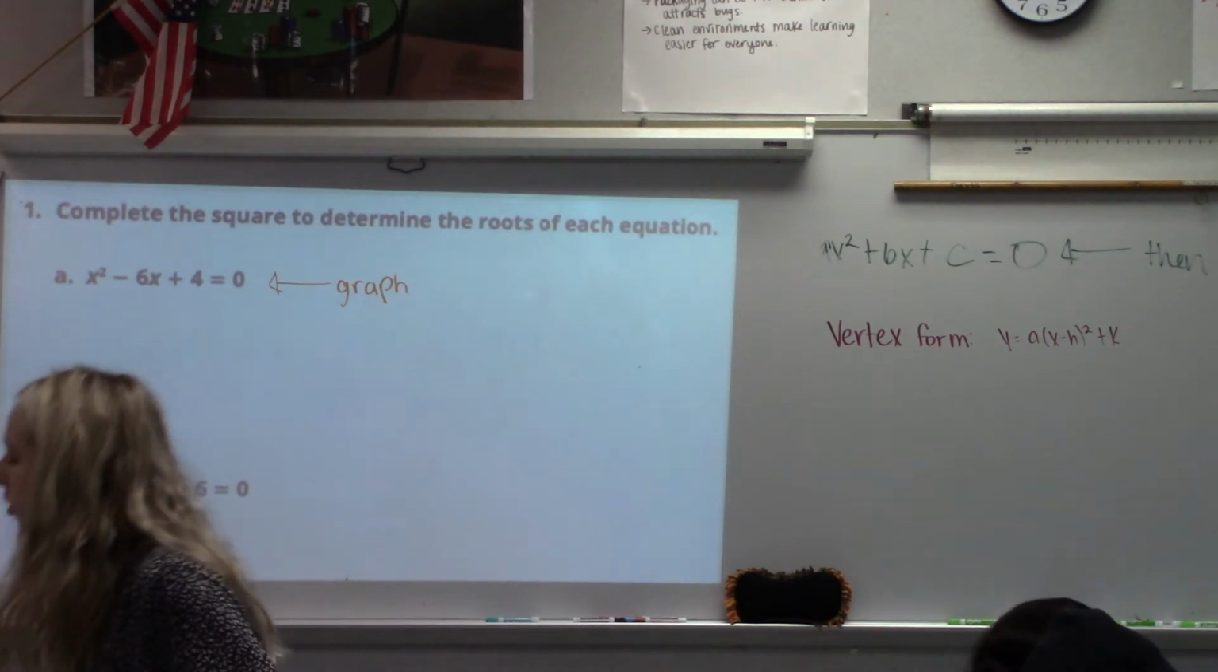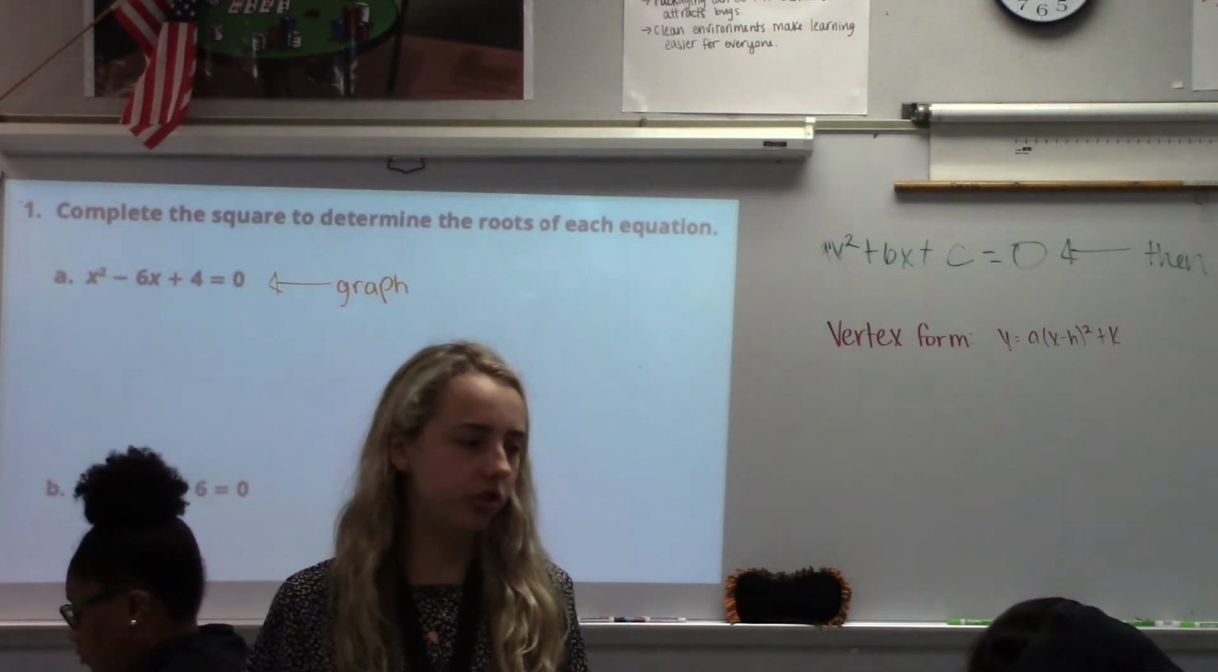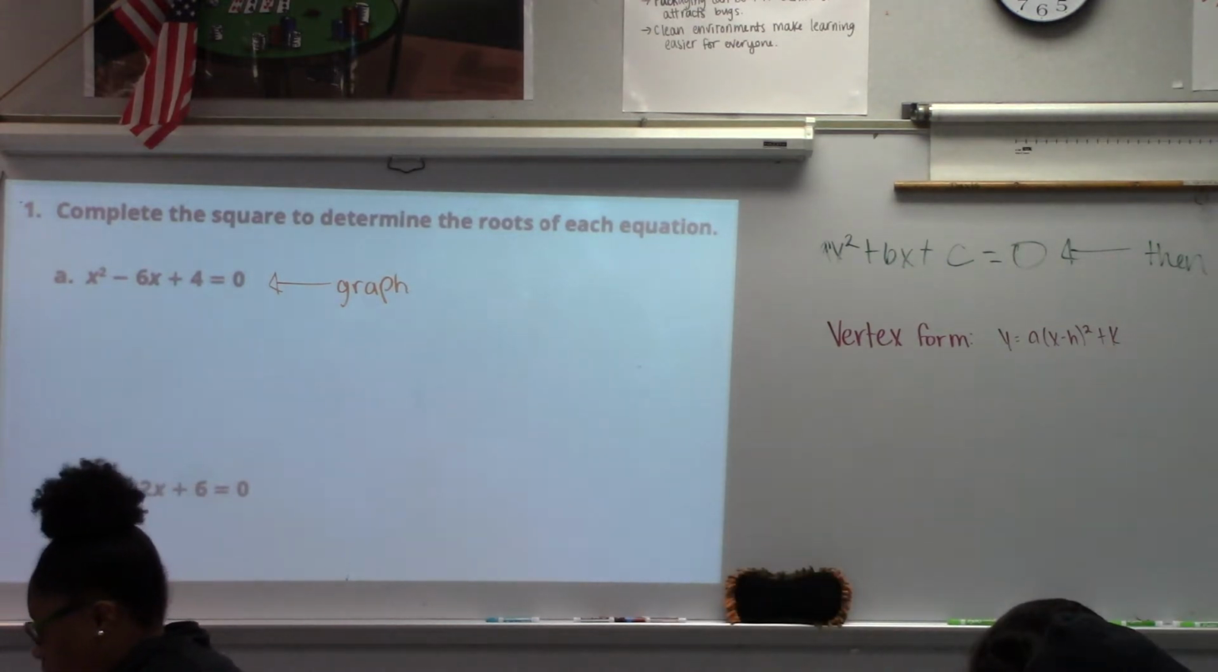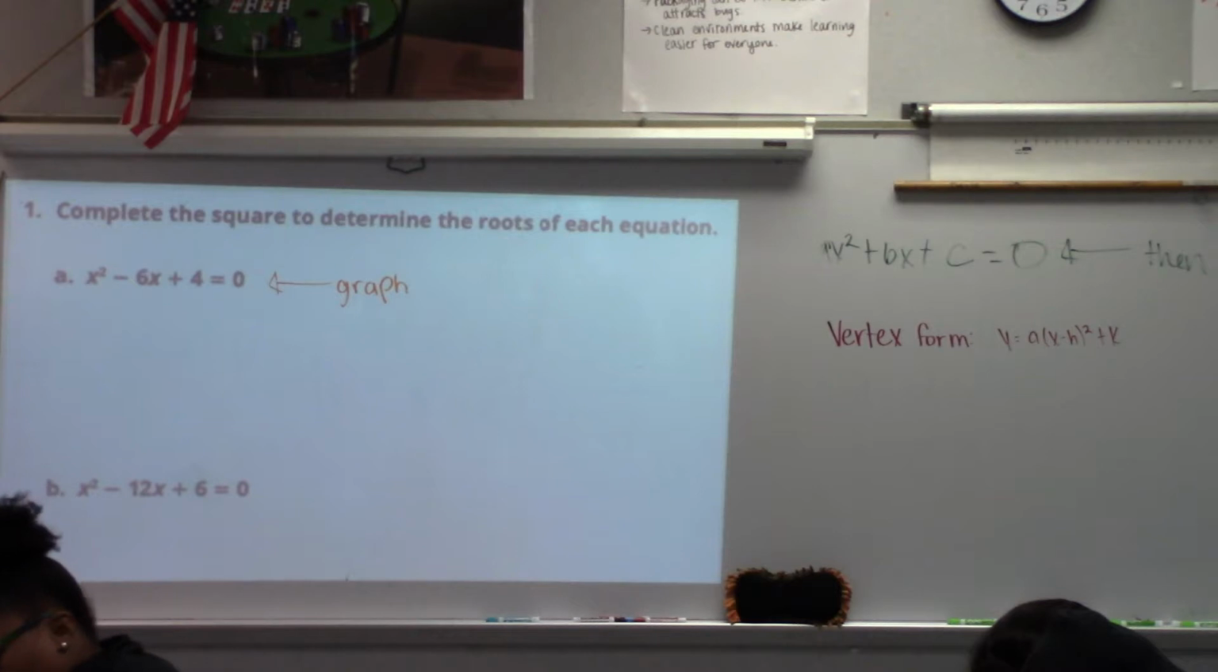Oh, okay. This formula can't factor. Remember, we were going to have two solutions. Those are really ugly numbers, right? Can't factor. But when we have vertex form, remember.